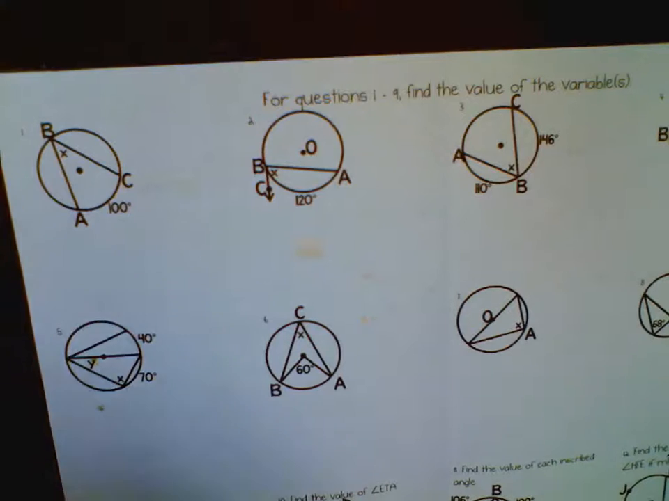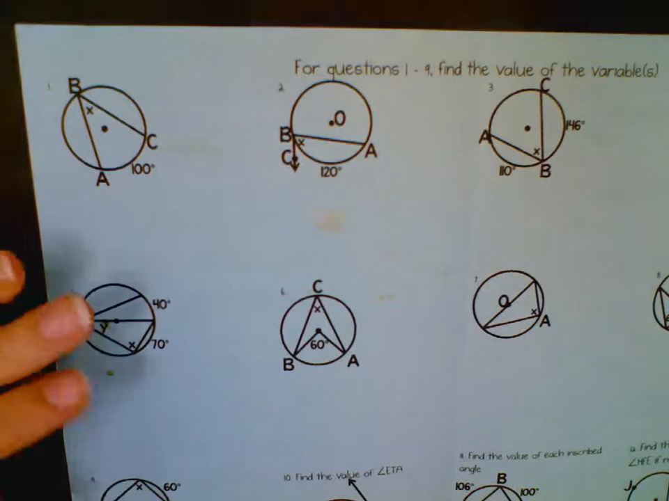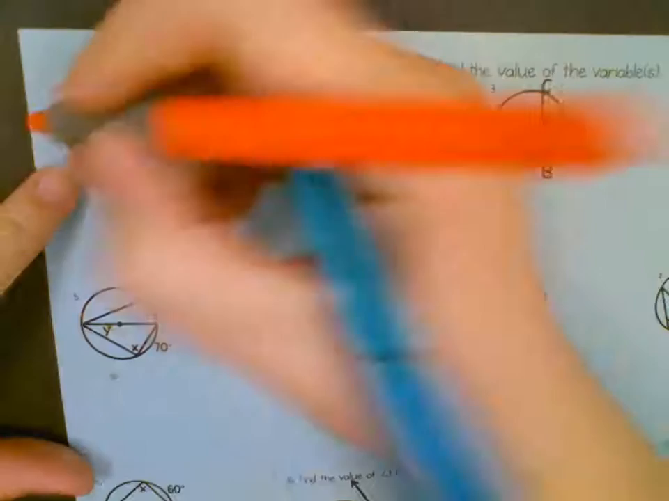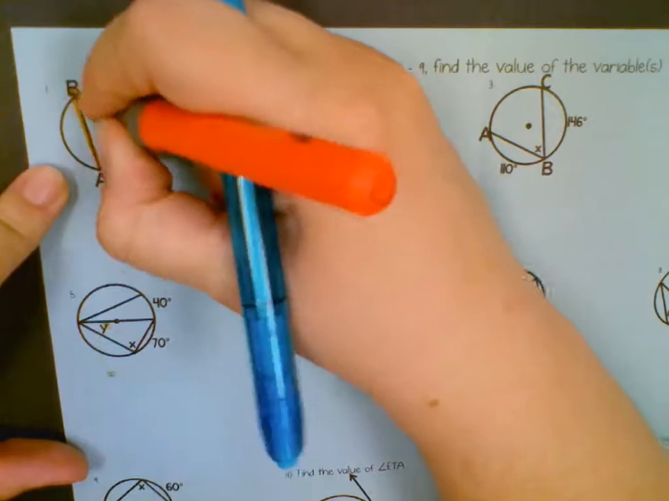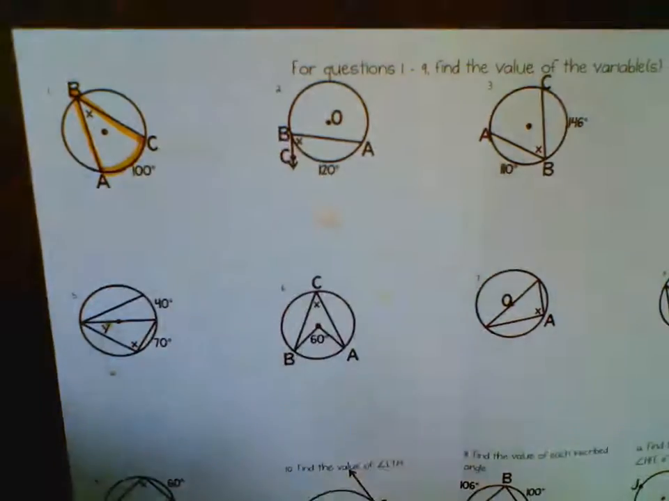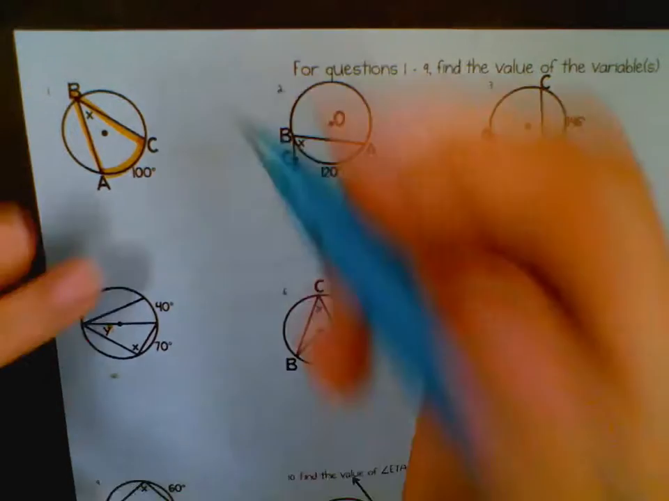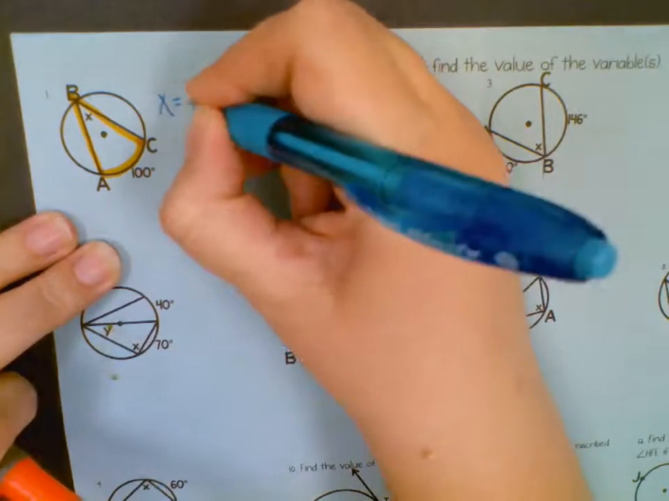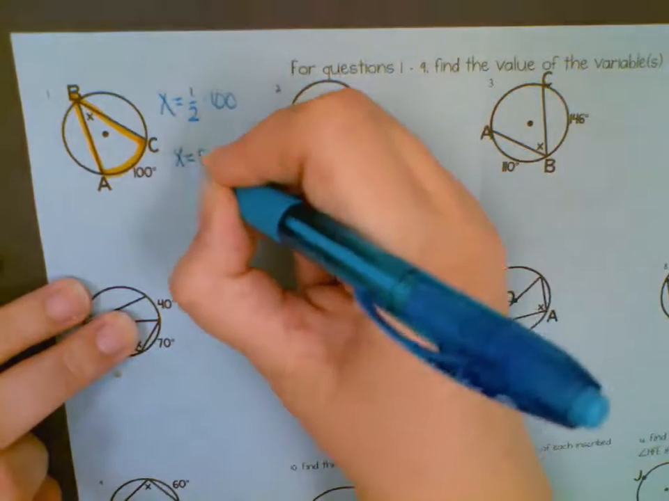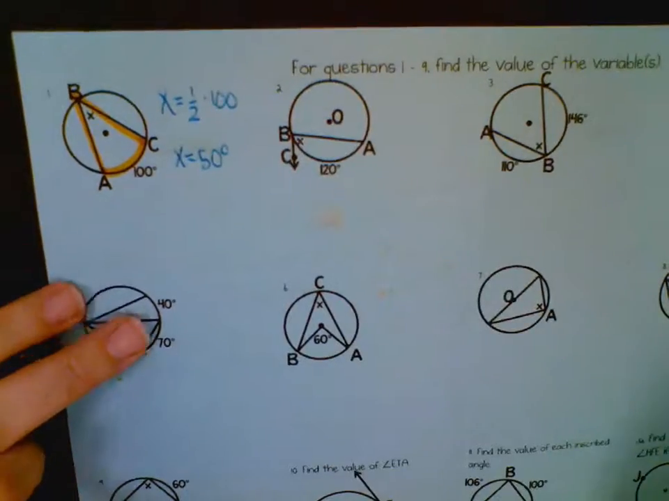So I think sometimes for these it helps if you highlight the arcs and chords so you can see what things open to each other, especially when the pictures get more complicated, like number 4, when you have a lot of things going on. Okay, so this is our inscribed angle, and it opens up to this arc AC. So our inscribed angle is always half of the arc, so that means that x would be 50 degrees. Half of the arc.